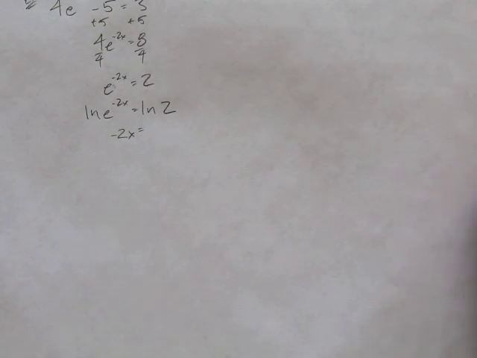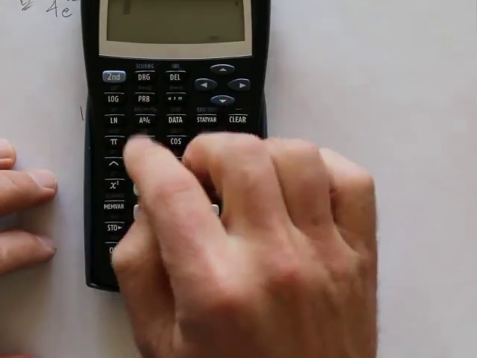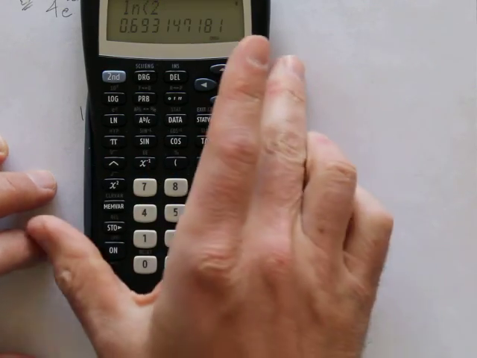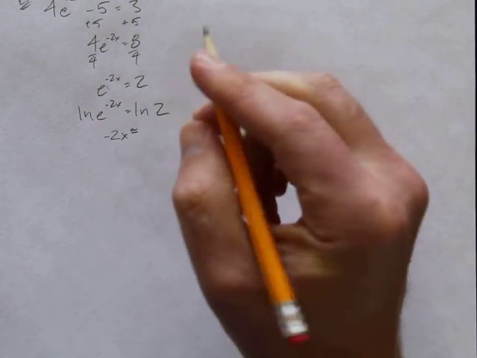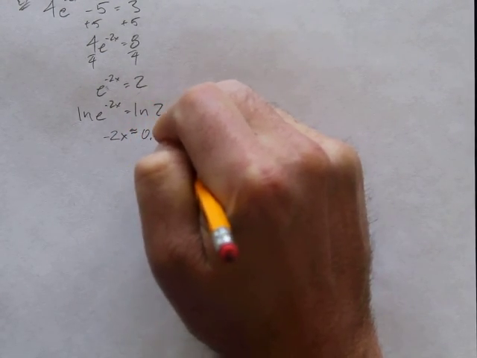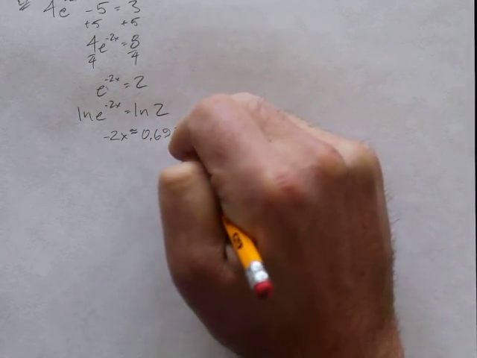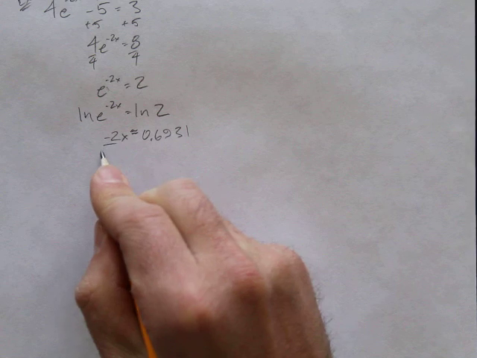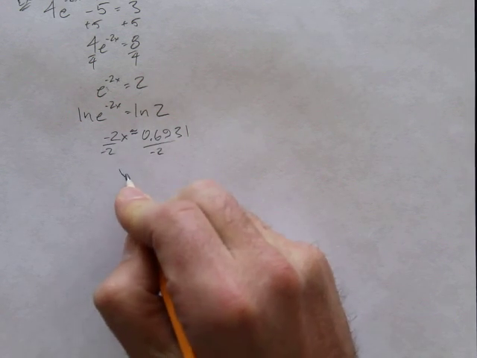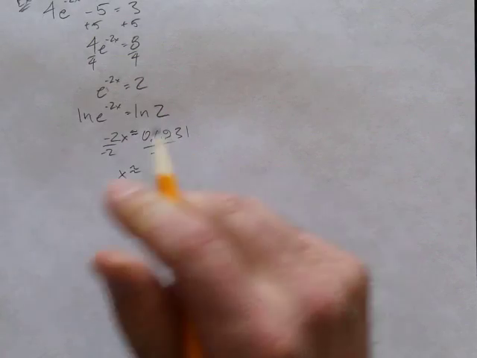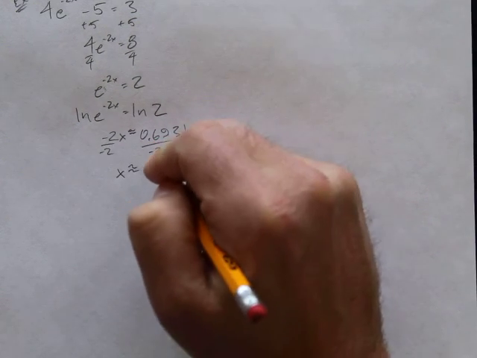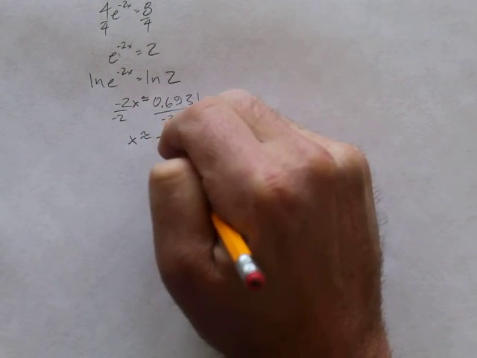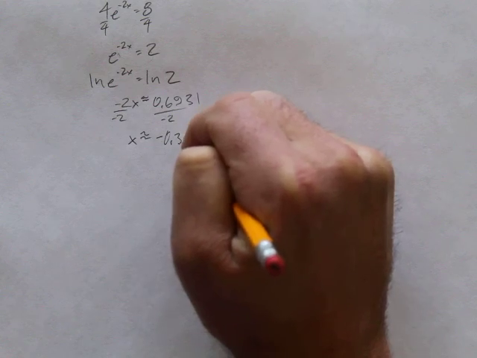And so this is when I've got to get my calculator out. And I say natural log of 2 equals, and I'm going to go to 4 decimals here, is approximately, we have to say now, 0.6931. Then I'm going to divide both sides by negative 2. x is approximately this mess divided by negative 2. So negative 0.3466.